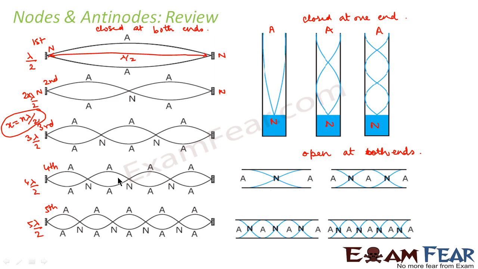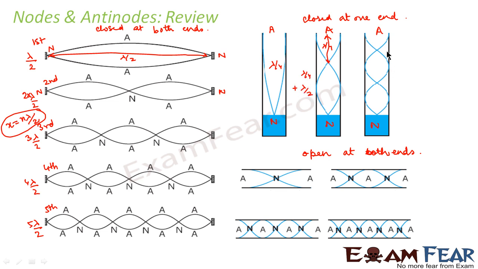Now when I talk of the system which is closed at one end and opened at the other end, what do you see? When I look at the first figure, how much wavelength does it cover? It is not even lambda by 2. It is lambda by 4, because it is even half of lambda by 2, right? So this corresponds to lambda by 4, right? When I look at this figure, again, this is lambda by 4. This part is lambda by 4, plus you have lambda by 2. So this figure corresponds to lambda by 4 plus lambda by 2.